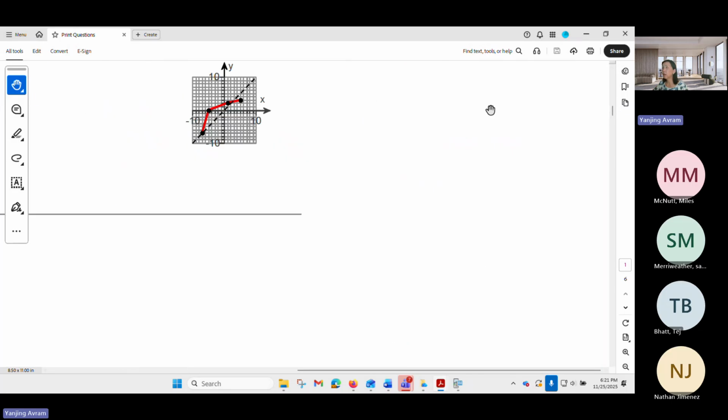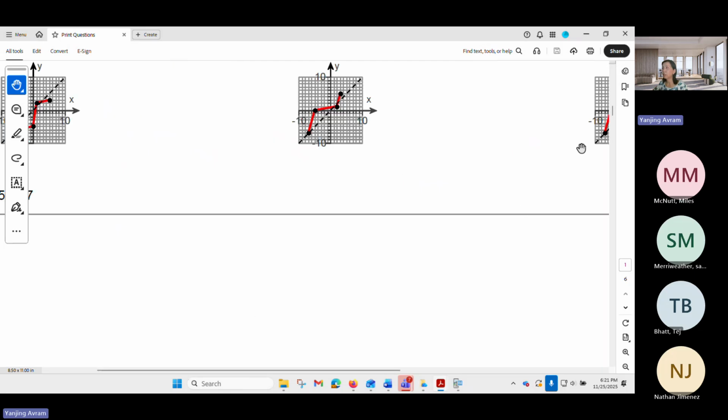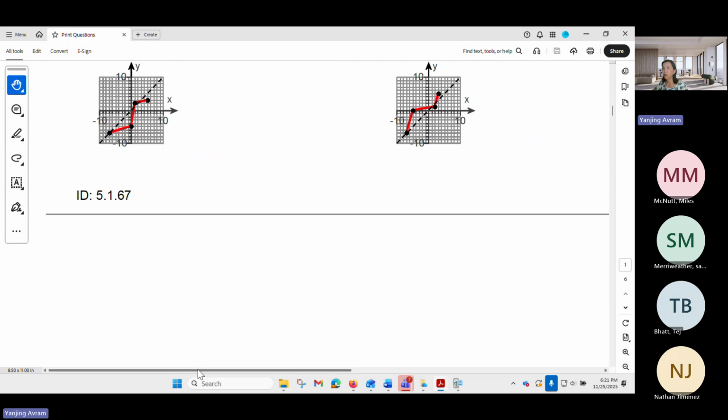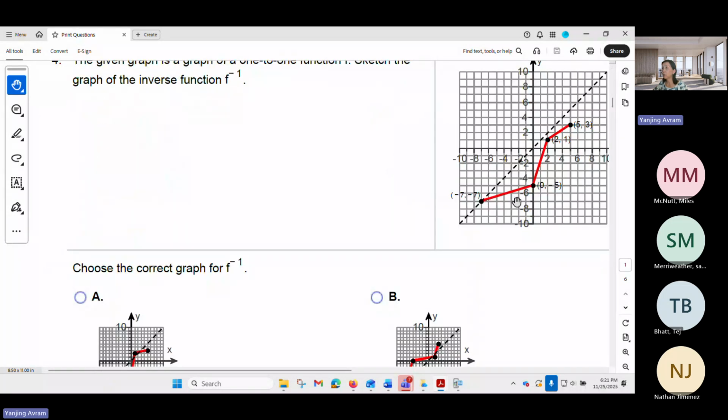There's a graph D here that I couldn't print out. So there must be D, somewhere, that is the correct one. But that's how you check. That's how you do this kind of question. You just check every point in here. All right. Any questions?